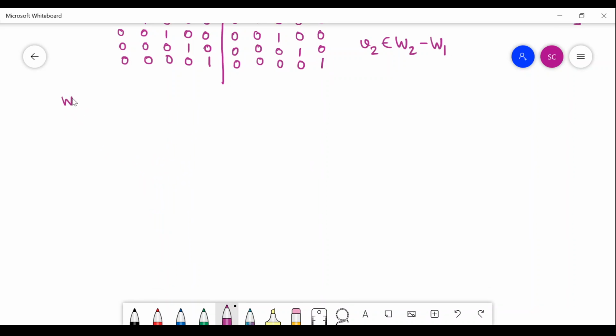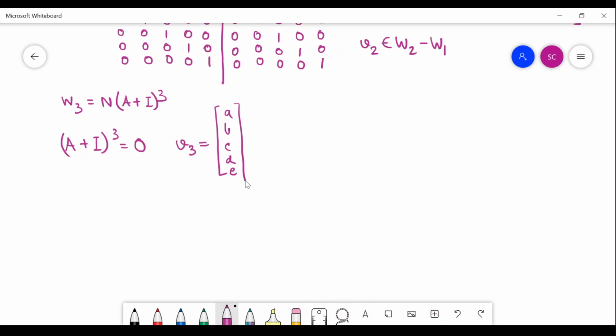We are trying to figure out W3, which is the null space of (A + I) cube, and when you do (A + I) cube, you will see that this is becoming 0. So since (A + I) cube is 0, your V3 basically can be any vector. This A, B, C, D, E can be anything. And you have to choose V3 which lies in W3 but not in W2. You don't have to worry about W1 right now. You only have to worry about V3 not lying in W2.